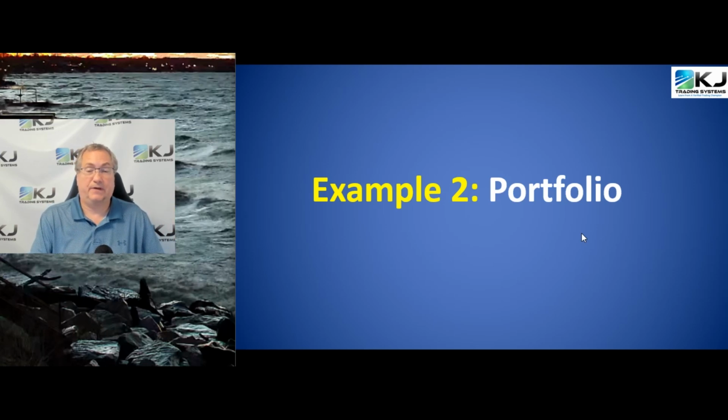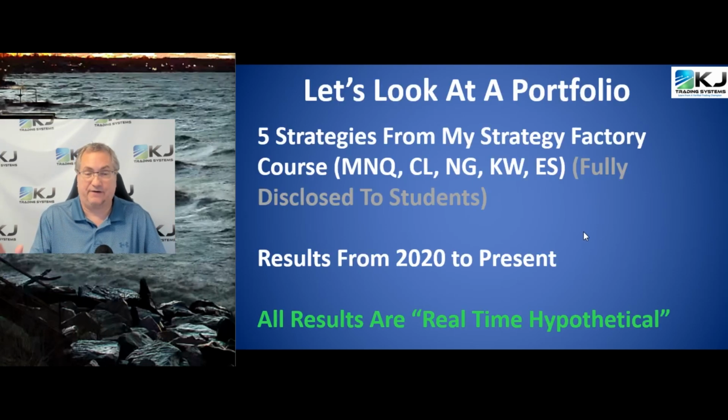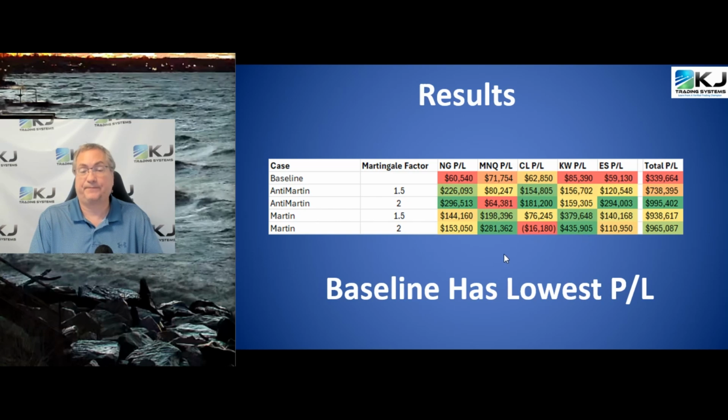Example number 2. This is a portfolio of 5 different strategies. So all these strategies were built using my strategy factory criteria. These are strategies I actually give out in my course to students, so students have all the code for this. And I looked from 2020 to the present and looked at the real-time hypothetical results. So I developed these strategies before 2020. So this is all like real-time results. It's not an optimized backtest or anything like that.